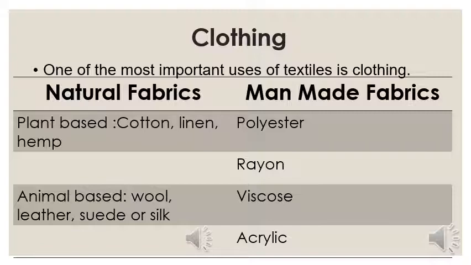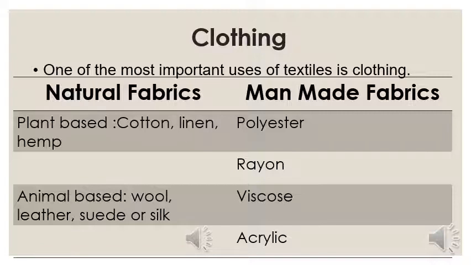Then we have animal-based fabrics, so things like wool. Wool not only comes from sheep, but also comes from other animals, such as rabbits, llamas, and even camels. Leather and suede also come from animals, and silk is unique in that it comes from the silkworm, and this makes it a very expensive and luxurious fabric.